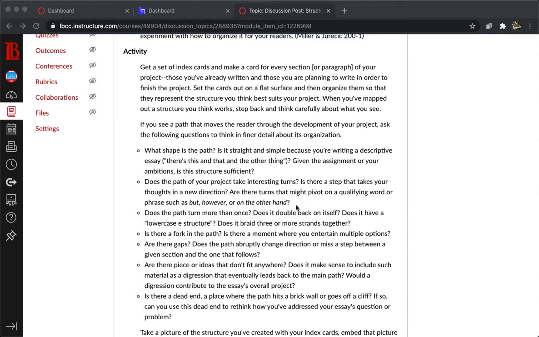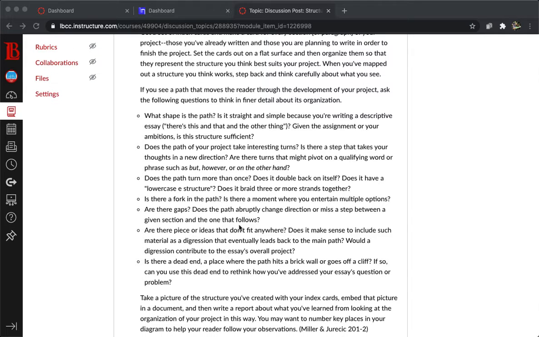So this is asking you to examine if there are any points in your essay where maybe you've been exploring an idea, but then you propose something that might contradict that idea, and so you're like, but what if we think about it this other way, or on the other hand, or however, and then it kind of shifts directions. So looking at that, do you do that at all in the structure that you've laid out for yourself in the cards?